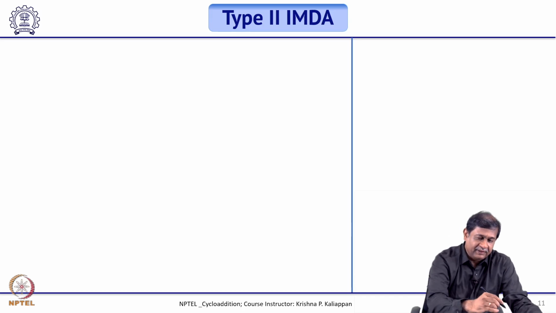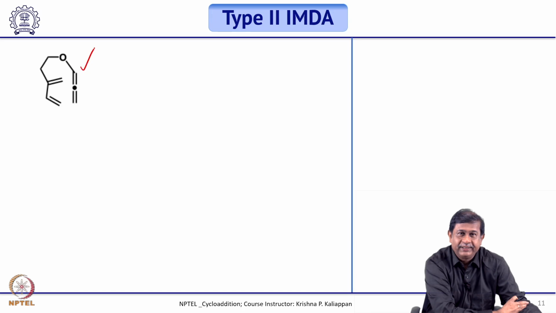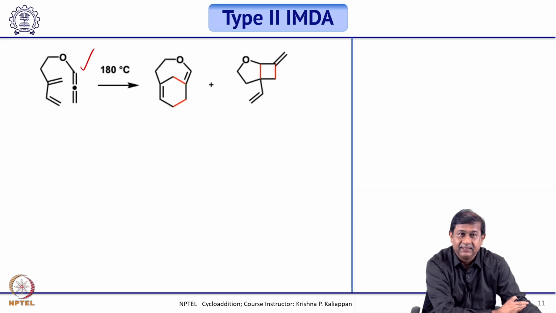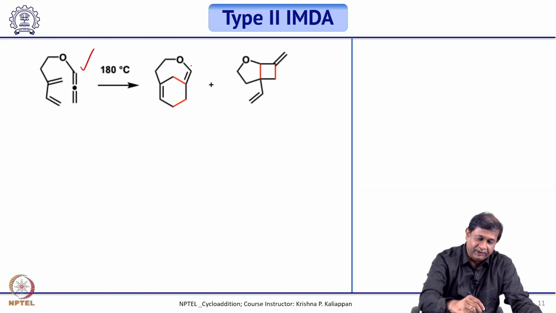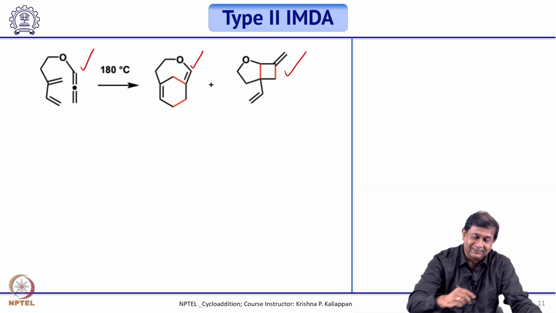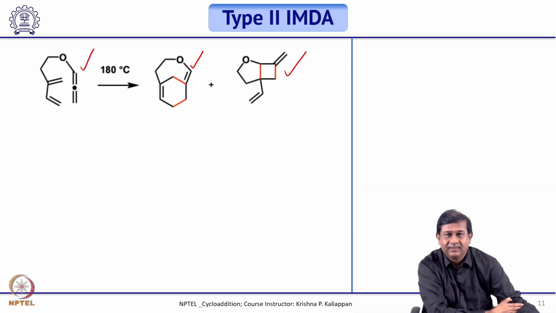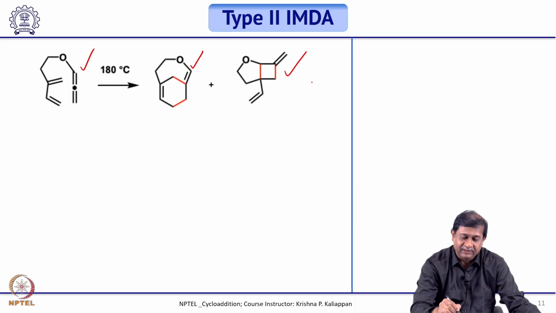So, now how about using allene? If you use allene, whether such substrates can undergo type 2 intramolecular Diels-Alder reaction? Yes, it can undergo. So, when you heat this substrate, it can in principle undergo intramolecular type 2 Diels-Alder reaction to give this compound as well as this one. Can you guess how the second product was formed?